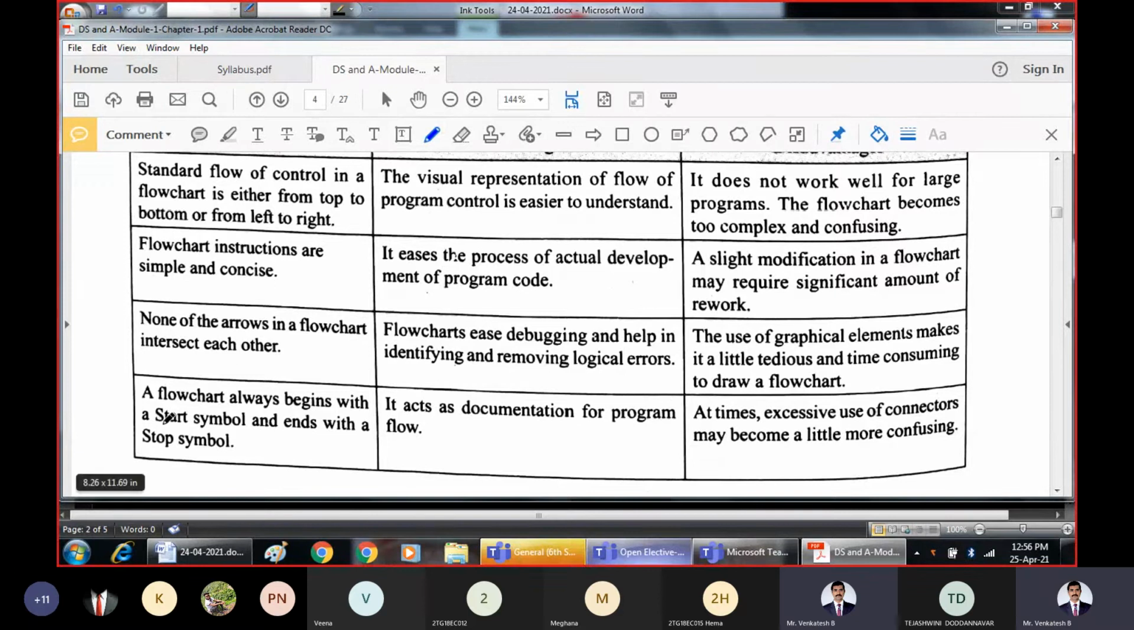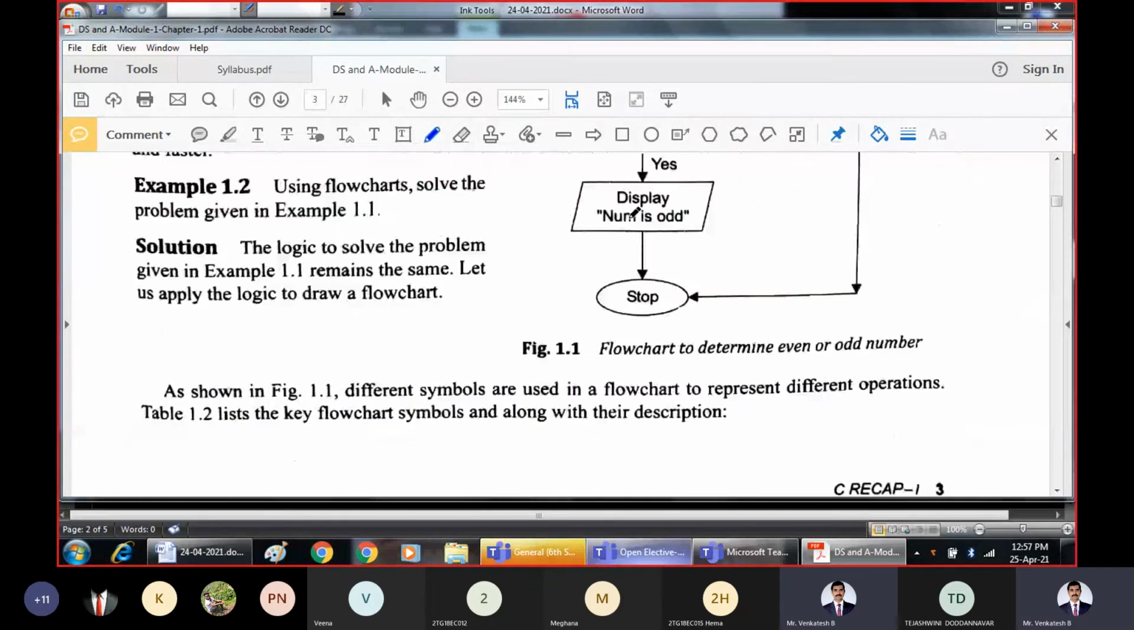As I said, it will also begin with start and end with stop. All flowcharts will begin with start and end with stop. So what are the advantages? The visual representation of the flow of a program is easier to understand. Compared to the algorithm, it will be easy for us to understand and remember the flowchart.